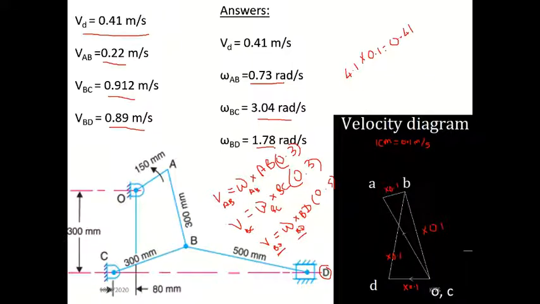So this is very simple. Solve this problem. In the next class, we will solve another problem.